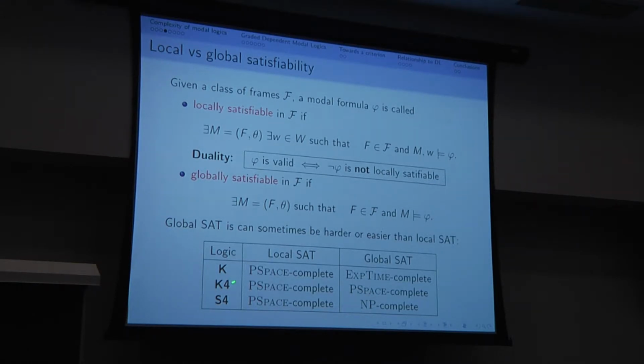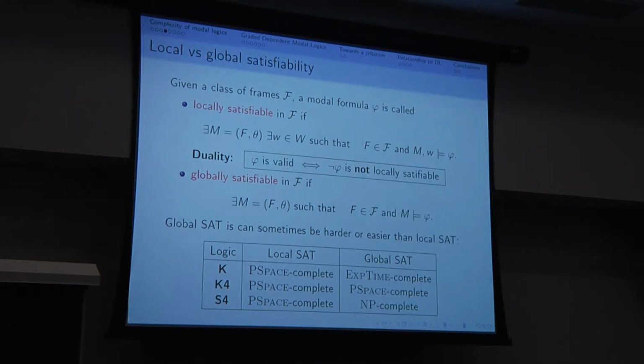For instance, for logic K, local satisfiability is P-space and the global is EXPTIME-complete. So global is harder. For K4, it is in the same complexity class, and for S4, it is even easier. This is a rather simple result, but rather surprising, in fact.